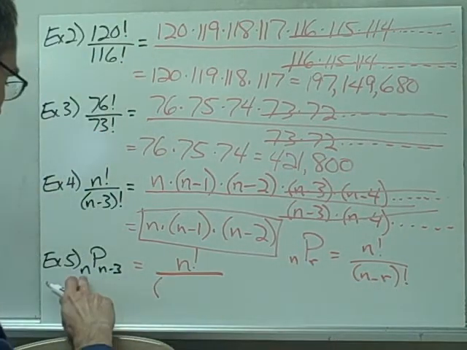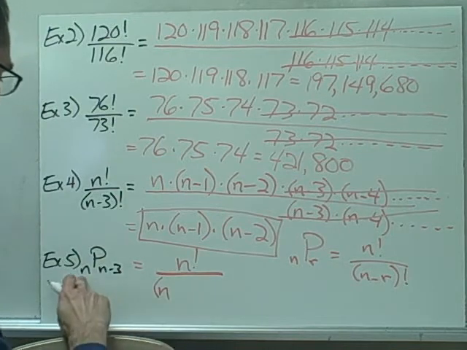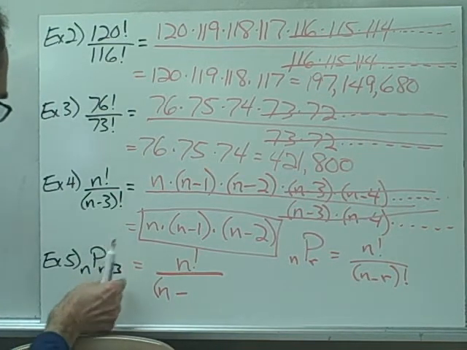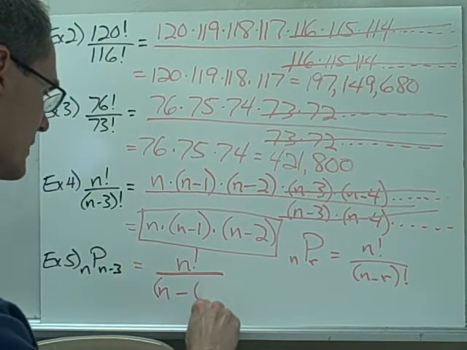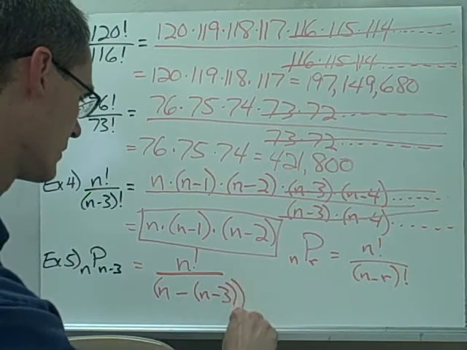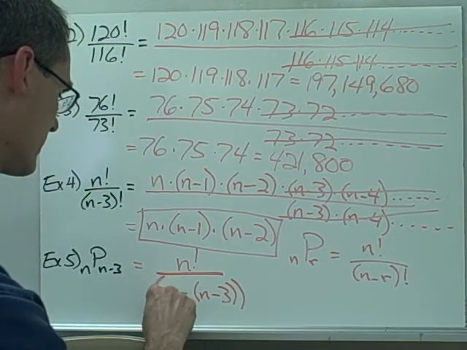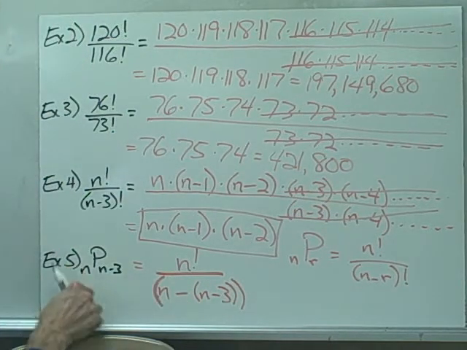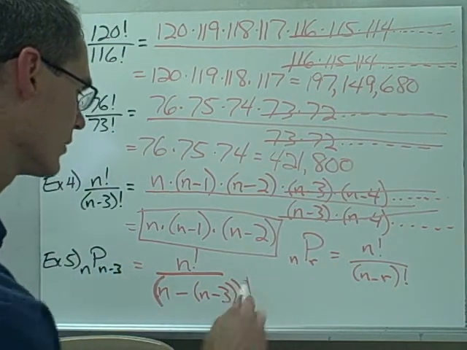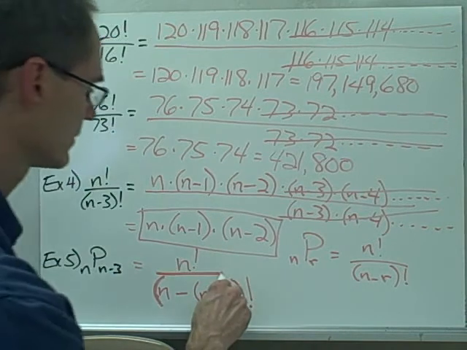So I want what's on this side, which is n, minus what's on this side. So I want n minus 3. And since I want to subtract this whole quantity, I need to put it like that. So this is n minus 3. And then I want to put a factorial around that.